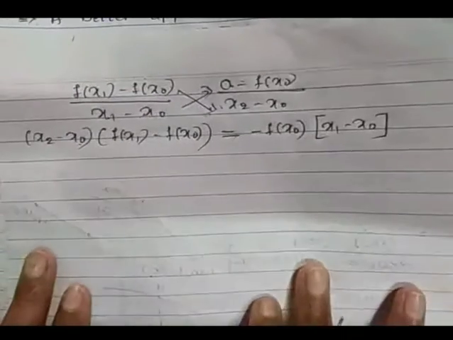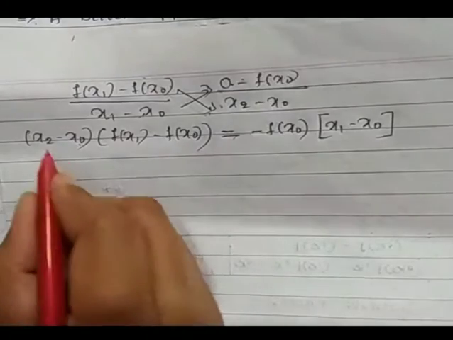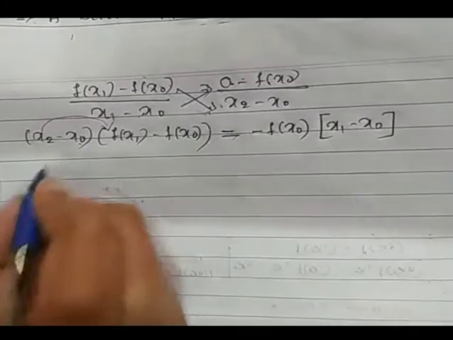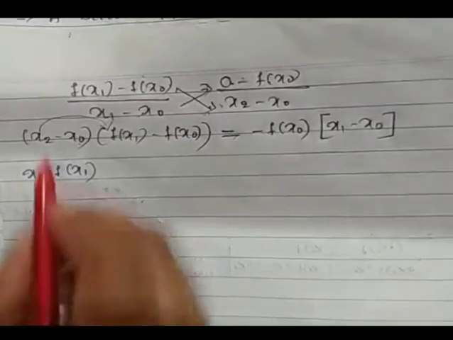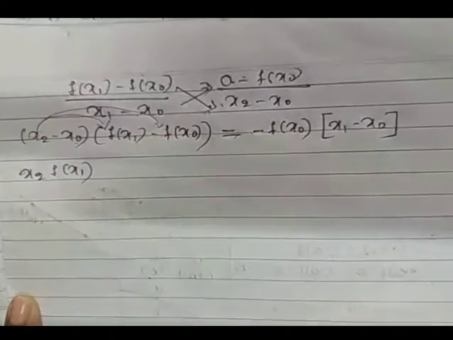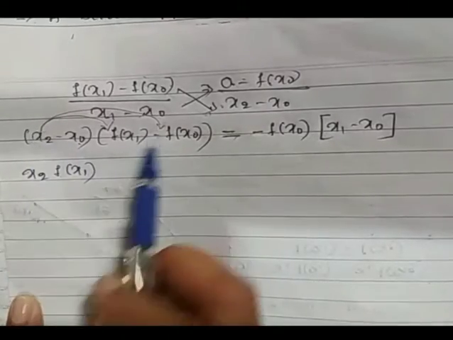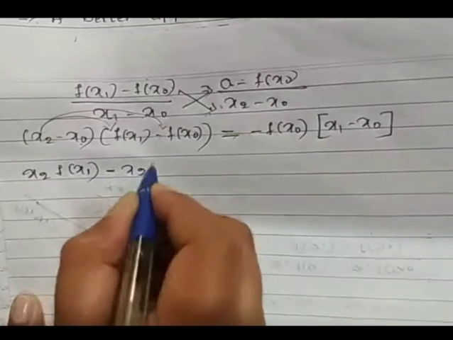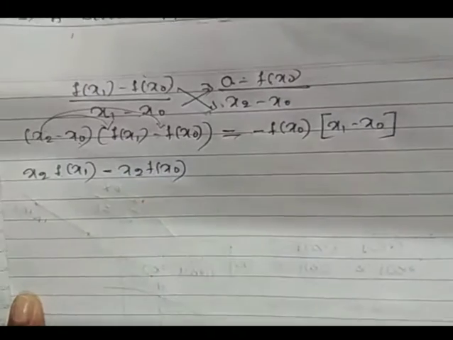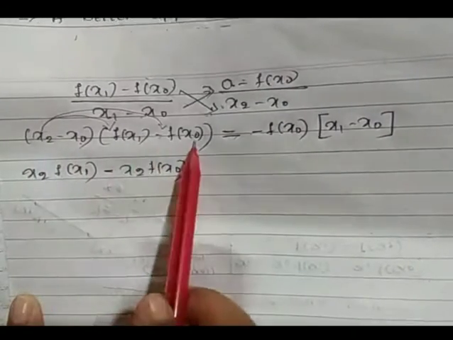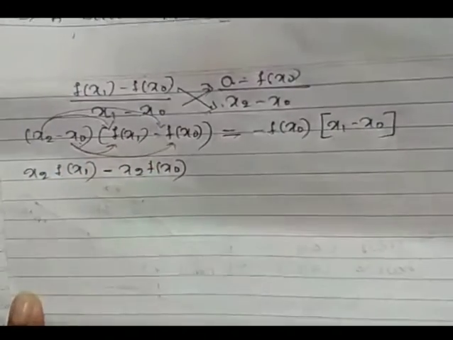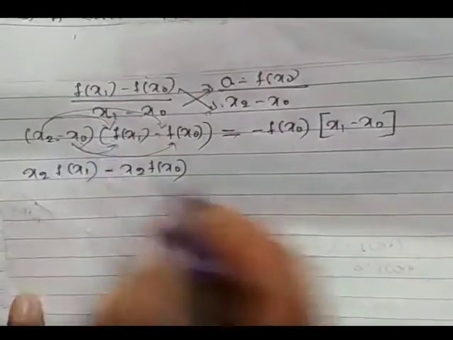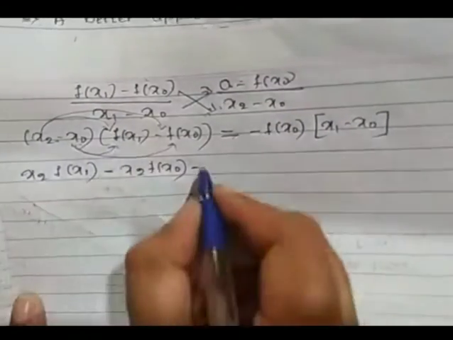Next we need to simplify the bracket. So open the bracket here. The first term is x2 into f of x1. Then the second term is x2 into this one. This is positive, this is negative, so plus into minus, minus x2 f of x naught. So using x2, these two terms we have multiplied. Next, using x naught, we need to multiply these two terms. For that, minus into plus, minus x naught f of x1.